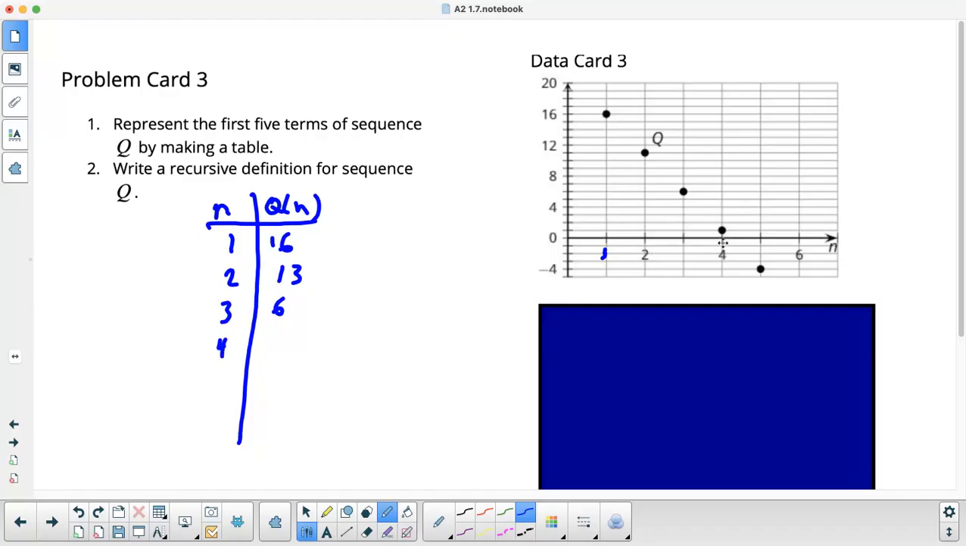Fourth term is 1. And the fifth term is -4. Oh, you know what? I actually read that wrong. The second term is not 13, it's 11. Whoops. That was one less than 12. So there we go. As you look at this, you can tell that it's -5 every time. So that makes me think that it's arithmetic.